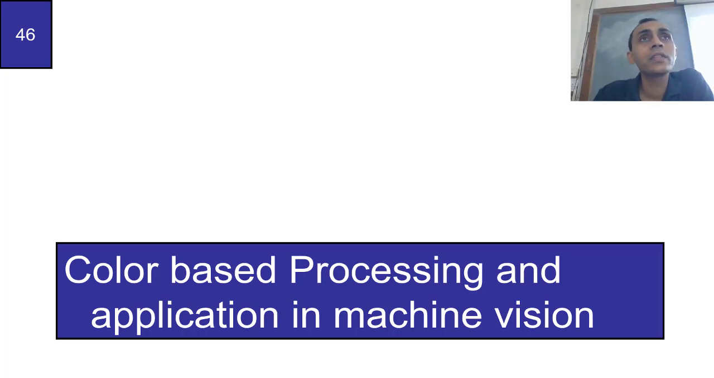In the last class we discussed color image processing. We basically discussed two color models. One is RGB and another one is HSI. So what does HSI stand for? Hue, saturation and intensity.